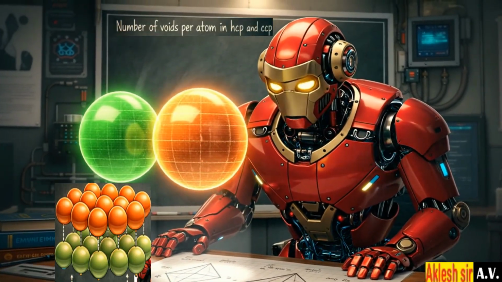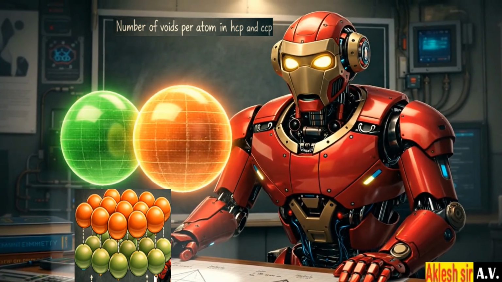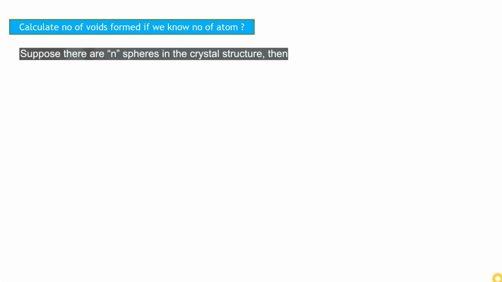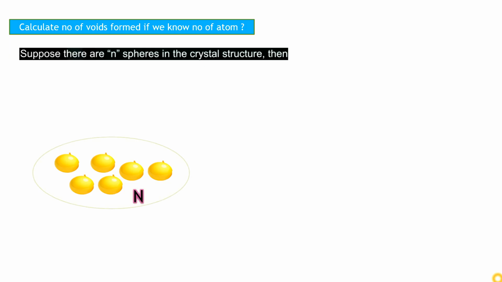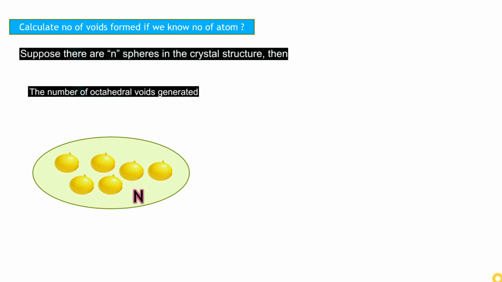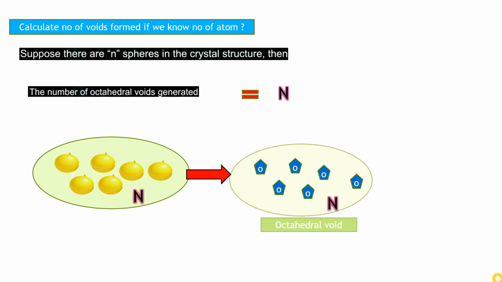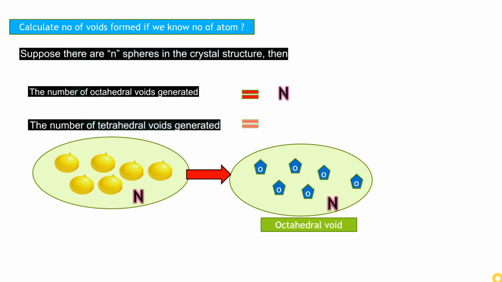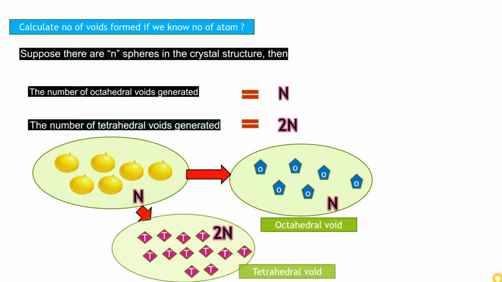Number of voids per atom in hexagonal close packing and cubic close packing. Calculate the number of voids formed if we know the number of atoms. Suppose there are n spheres in the crystal structure. Then the number of octahedral voids formed is equal to n. Here you can see if there are n spheres, then the number of octahedral voids is also n. The number of tetrahedral voids generated is equal to 2n. And if there are n spheres, then the number of tetrahedral voids is 2n. Here tetrahedral voids are double the number of spheres.